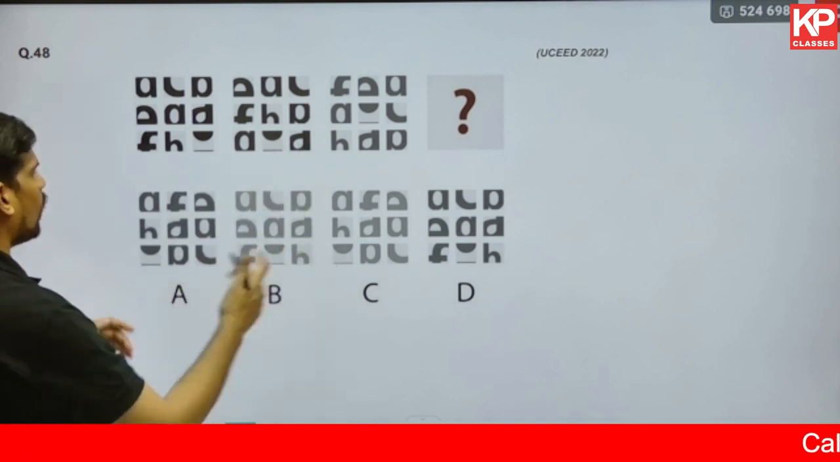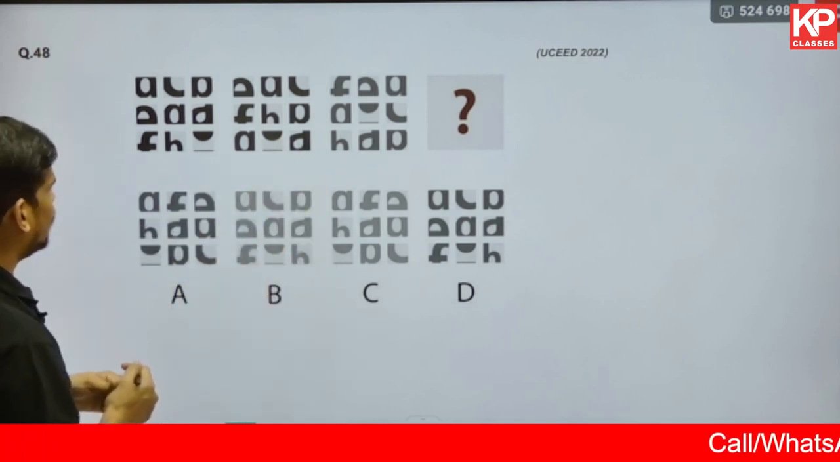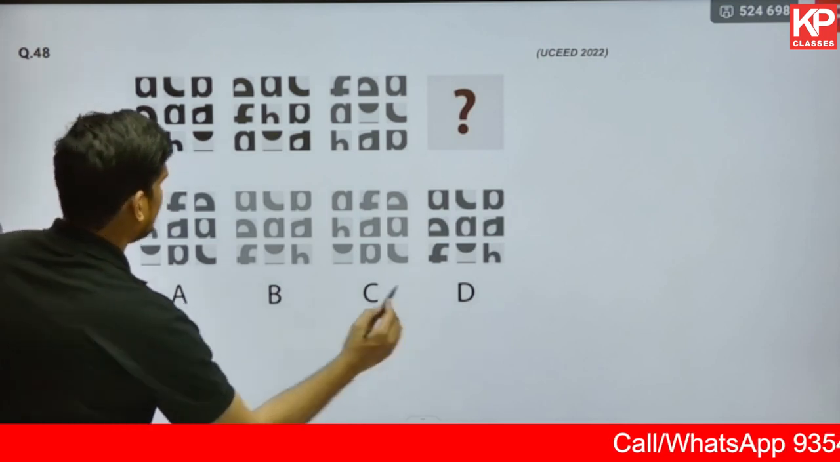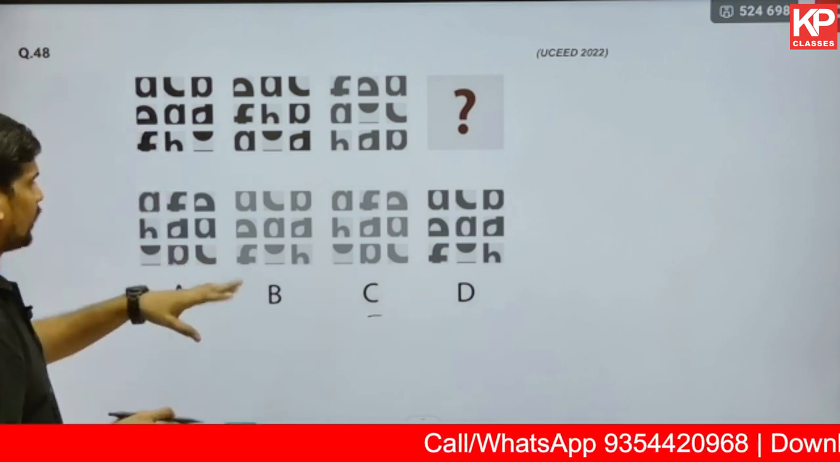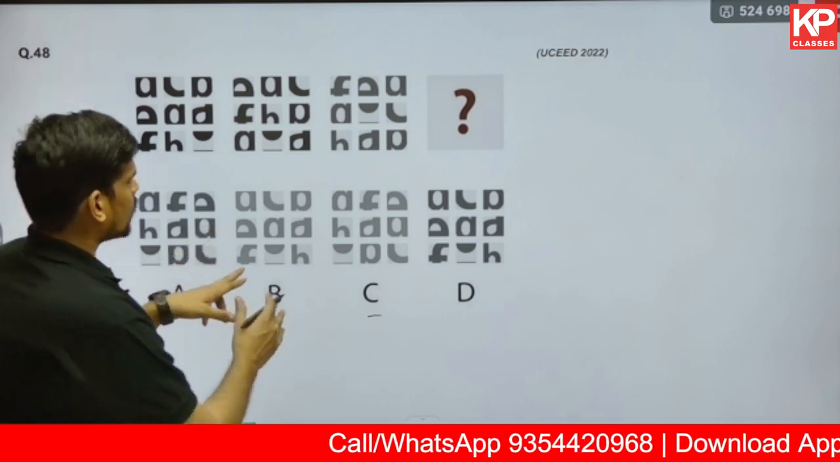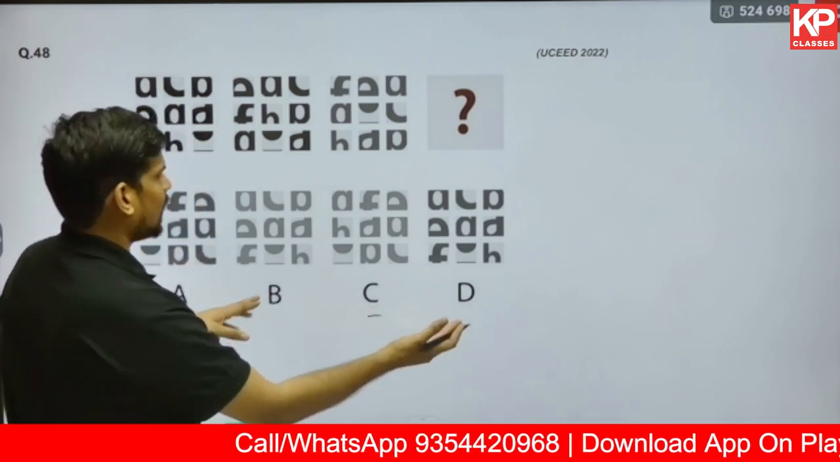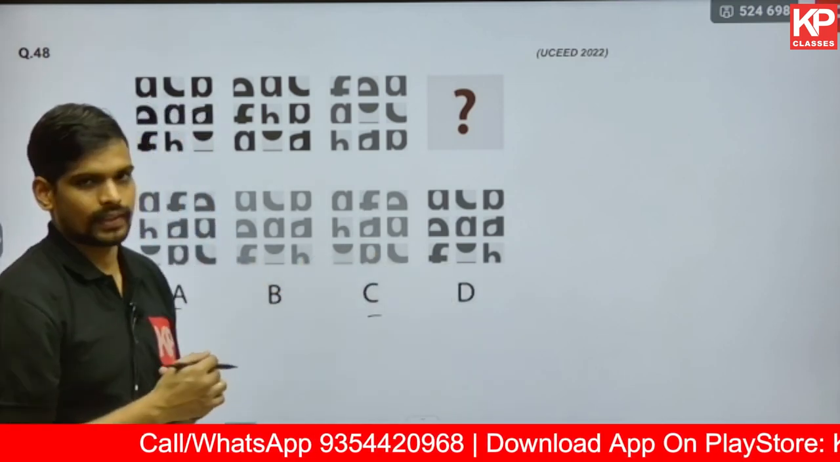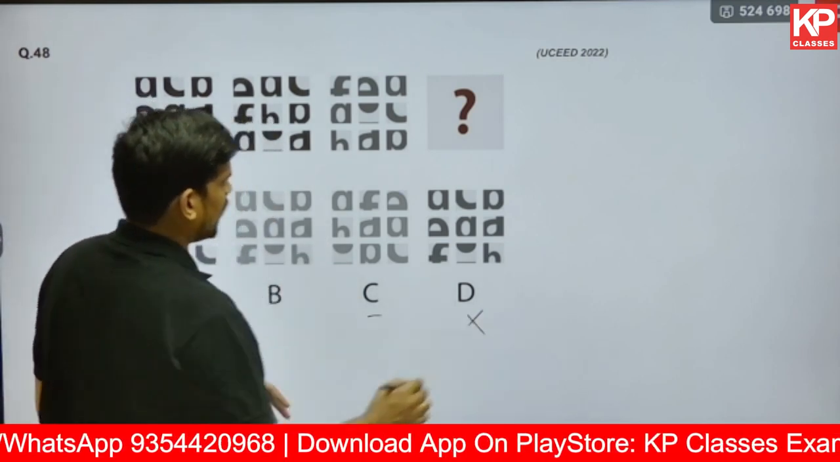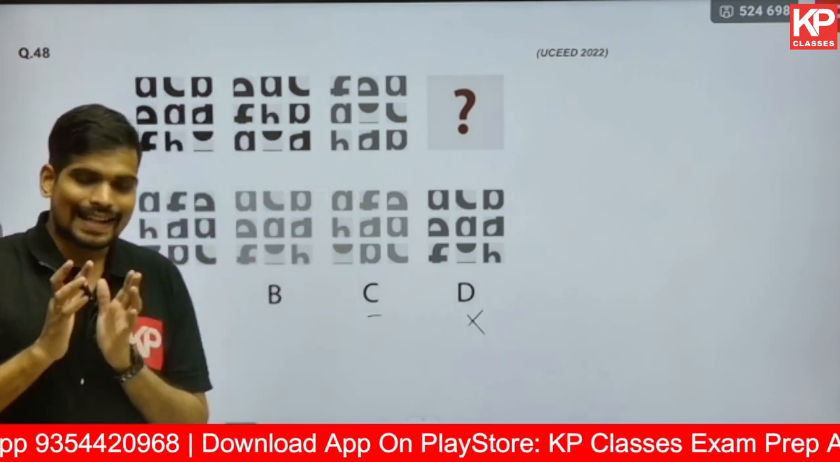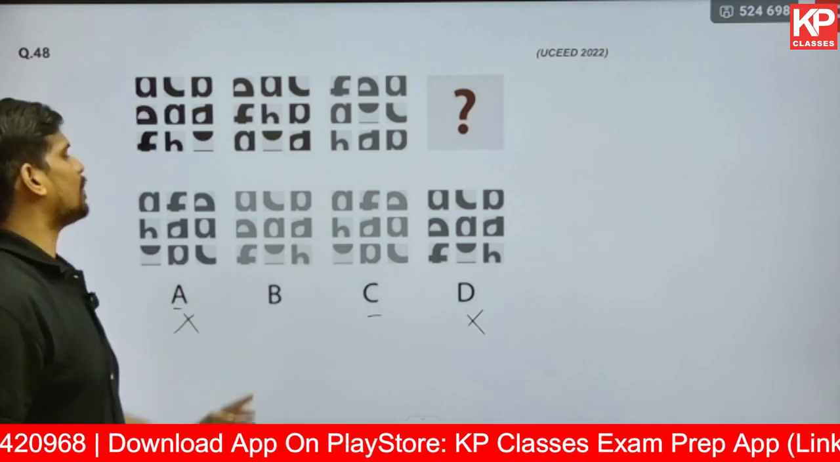And if you observe the options also, I think option A and C are the same in terms of arrangement. Only the lightness and darkness is different. Similarly, option B and D are also exactly the same, only lightness and darkness are different. So the answer has to be a lighter one. So A and D can be eliminated. So as far as arrangement is considered, you have to select either B or C.